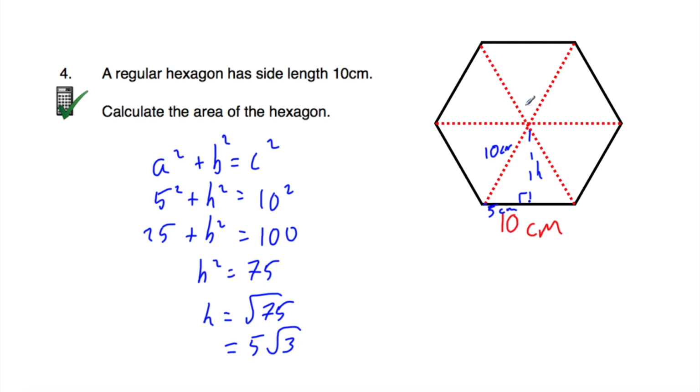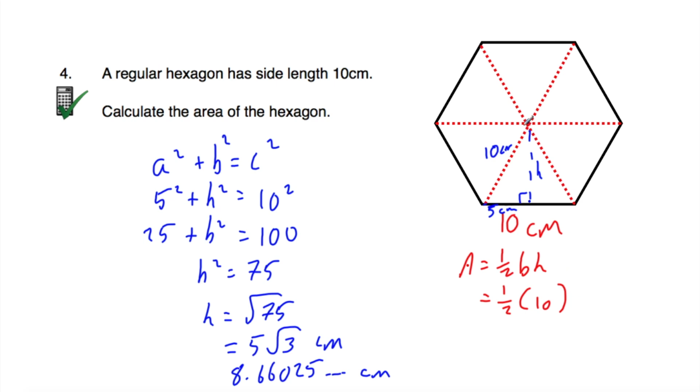So that means the height of this triangle here is 5 root 3 centimeters, or as a decimal number 8.66025 and so on centimeters. Okay, so we now found the height of the right angle triangle, which is the same as the height of the equilateral triangle. So we can now find the area of the equilateral triangle. So the area is equal to half the base times the height. The base of the equilateral triangle, the whole triangle, is 10 centimeters. So that's going to be a half of 10 multiplied by the height of the triangle, which is 8.66025 and so on, or 5 root 3, so 5 root 3 close brackets.